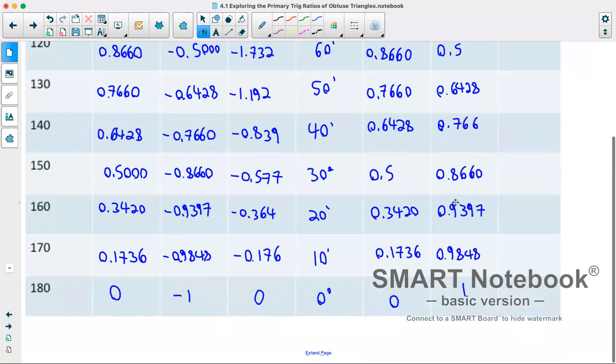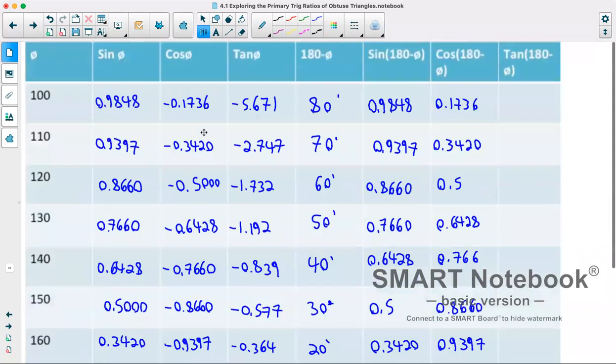So what you'll have noticed is we got the same numbers in this column as this column, just opposite sign. So these ones were all positive, while these ones were all negative. So essentially, cos of our angle gives us the same value as cos of 180 minus our angle, except the sign is changed.